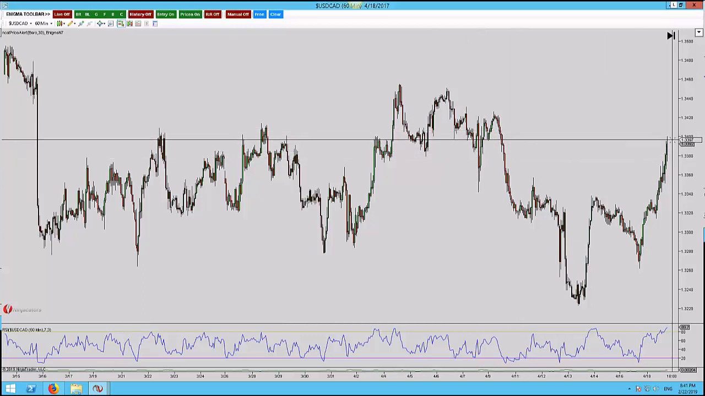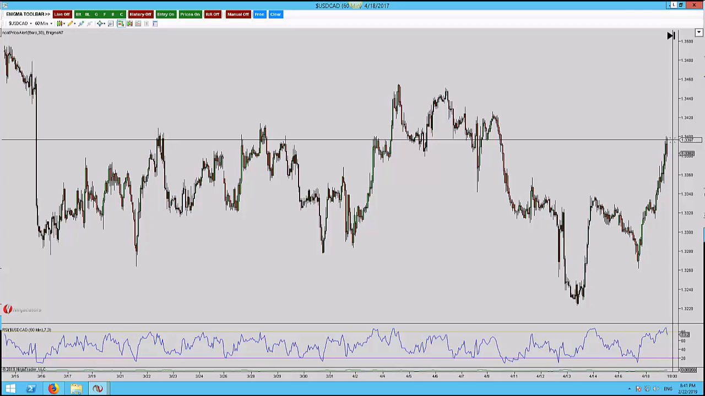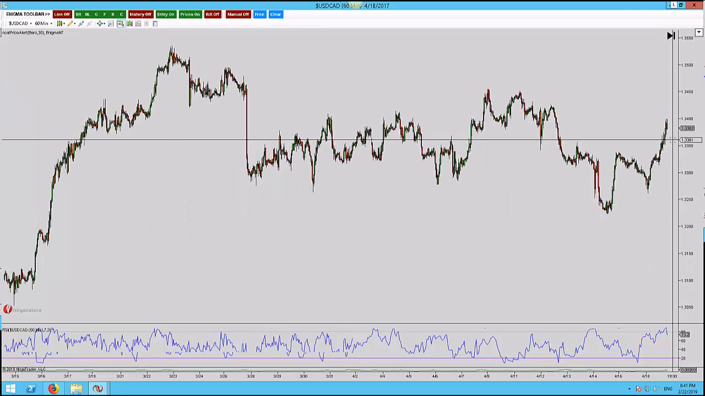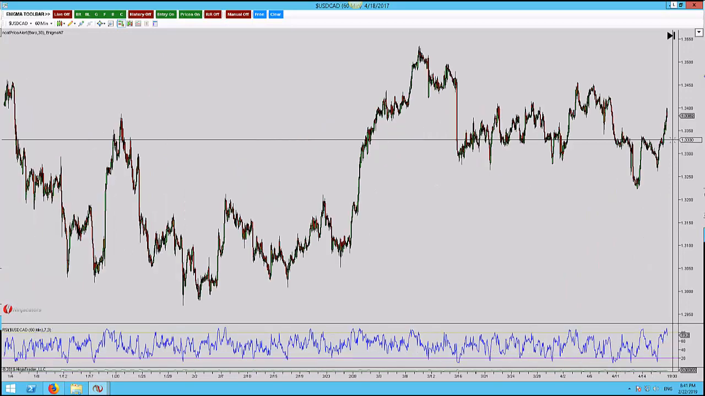Oh dear. I mean, it gives you such great confidence to be able to do this, but I wish my live trading was this good. You never know, one day it might be.